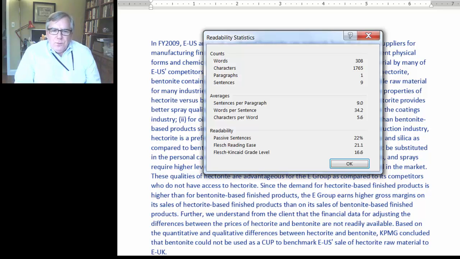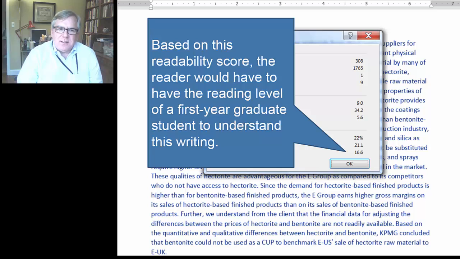When you run a readability score on this one paragraph, what you get is a Flesch-Kincaid grade level of 16.6. That would imply that you have to be a first-year graduate student in order to be able to read this type of material and understand it at this level. I mean, that's expecting too much.